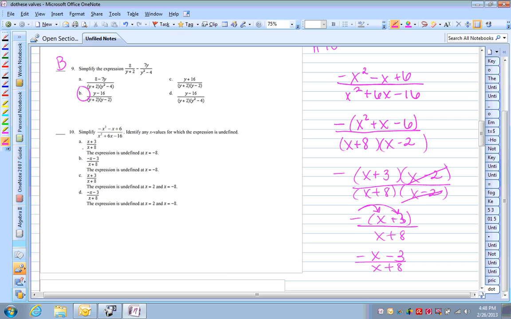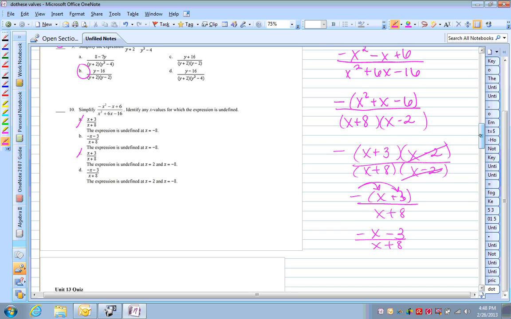Okay, and I can go through and eliminate A and C as my answer choices, and I'm left to figure out whether the expression is undefined at just x equals negative 8, that's answer choice B, or if the expression is undefined at 2 and negative 8. Well, don't let B trick you.